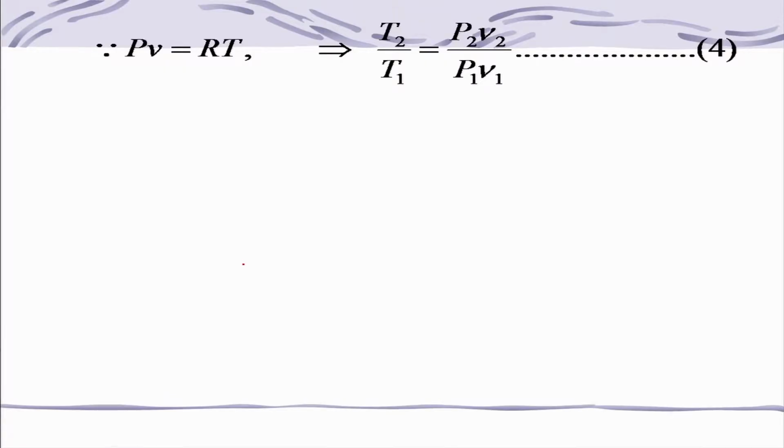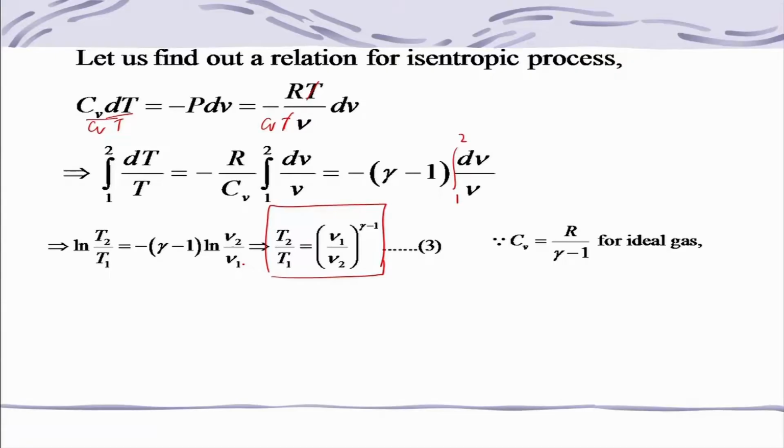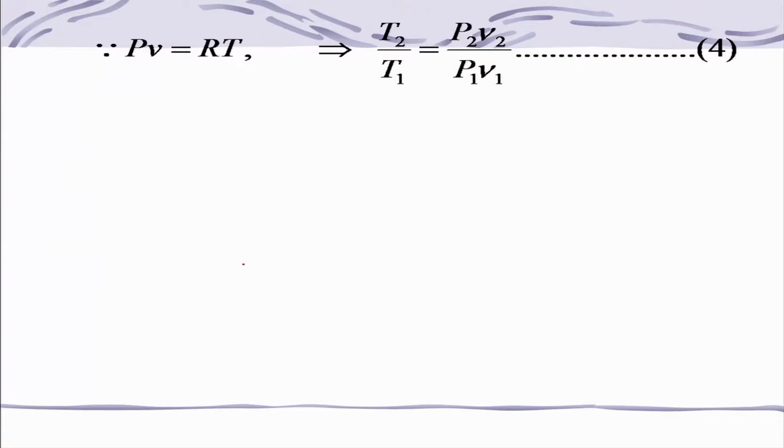So, now we have got the isentropic relationship between temperature and specific volume. Now, we will find the relationship between the pressure and specific volume. For that, we will consider the ideal gas law again. PV is equal to RT, and from that we can write T2 by T1 is equal to P2 V2 divided by P1 V1.